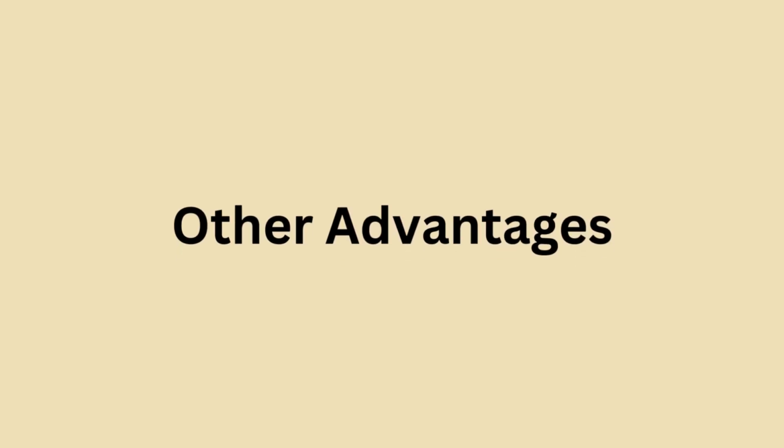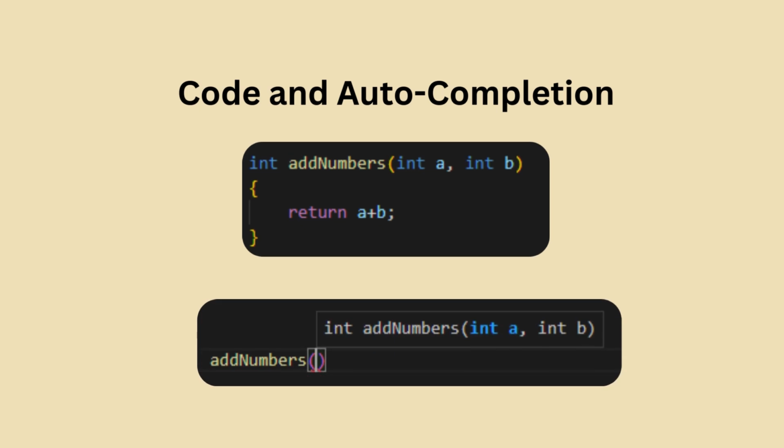IDEs also have other important features which programmers take advantage of. Features like code completion and auto-completion help by automatically filling in snippets of code based on what you're already typing. For example, when you're typing in a method call, the IDE displays information about the required parameters and their types. These help programmers by speeding up the coding process while also reducing syntax errors by keeping the consistency.